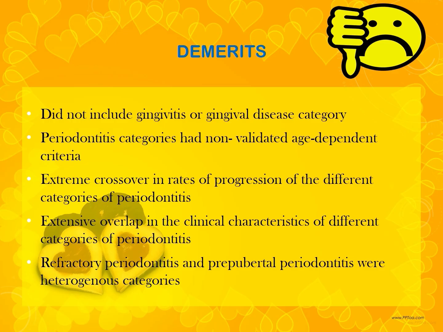For example, a child with prepubertal periodontitis and with a defect in leukocyte adherence could be included in both categories, either periodontitis as a manifestation of systemic disease or prepubertal periodontitis. So it could be either of these categories. So it did not clearly fit into one single category. So that's why the overlap was seen. Refractory periodontitis and prepubertal periodontitis were heterogeneous categories. Clear distinction of these categories is not yet evident.